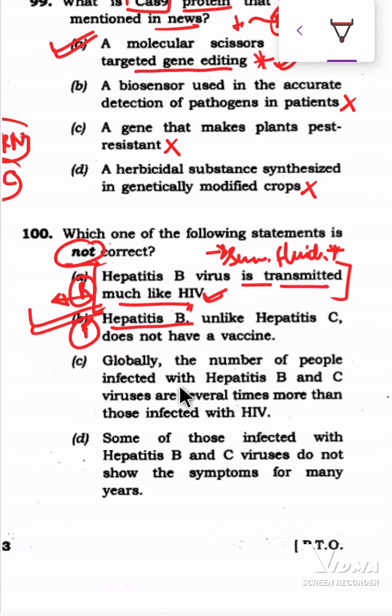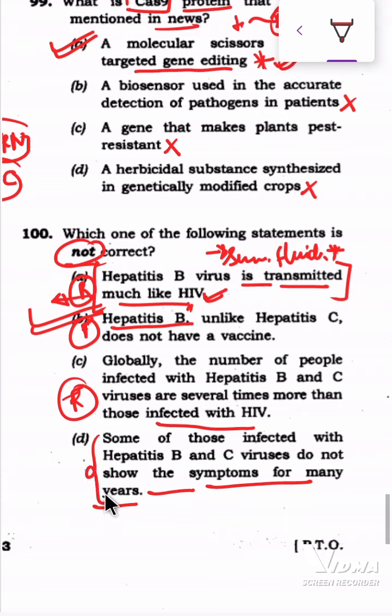Globally, the number of people infected with hepatitis B and C is several times more than those infected with HIV. That's absolutely right. So this is a true statement. Some of those infected with hepatitis B and C virus do not show symptoms for many years. This is also right, because many times your immunity is strong enough, so symptoms are not visible. But later, when your immunity goes down or you become old, these diseases show up in your body, showing that you were suffering from the disease over a long period of time.